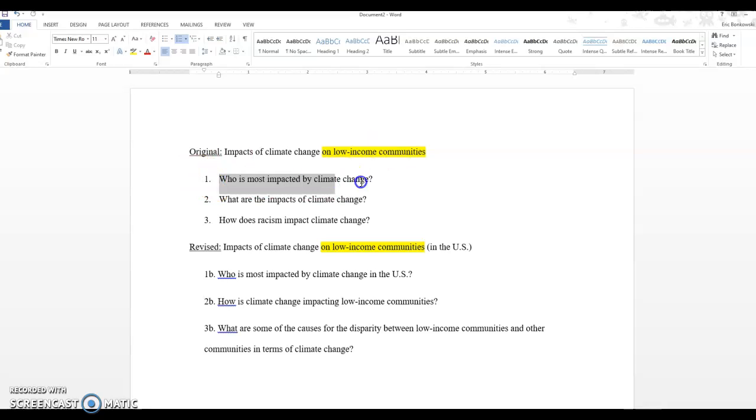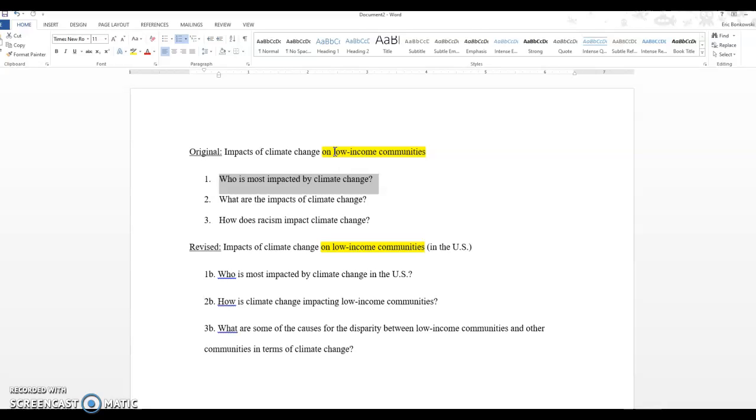So this question, who is most impacted by climate change? Okay. That is a good place to start because that's going to give me a way of seeing the difference between low-income communities and middle class communities and upper class communities. This question works, except if I type maybe this question into Google, I might be getting information that's hits on the most impacted people, who are people who live extremely close to the poles.